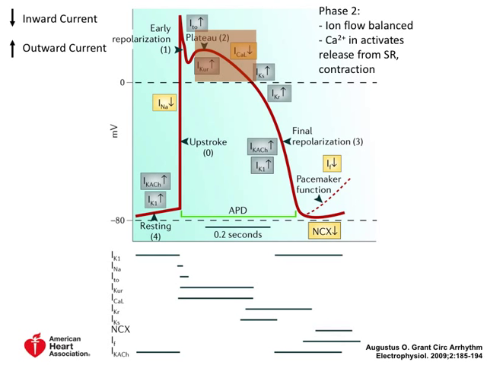While ion flow is balanced, it's not perfect, and there is some decrease in the potential. Some of that has to do with the sodium calcium exchanger. Too much calcium in is not a good thing. There's a reason that it's stored in the sarcoplasmic reticulum. It's a very potent signal.